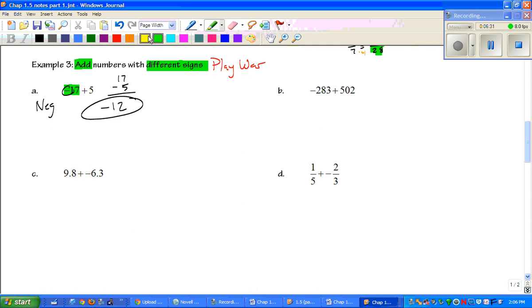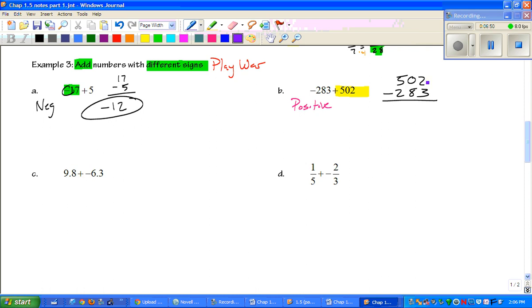Now B, what's bigger, positives or negatives? For this one, the positives are bigger, so we know our answer is going to be positive. But now we are going to subtract those numbers.